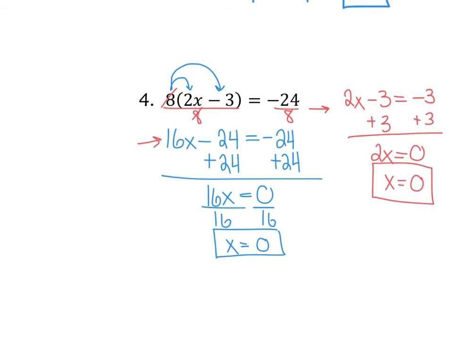Okay, so for number 5, we have 7 minus 4 times the quantity negative 2y minus 8 equals negative 9y. So I don't have two terms being multiplied like I did before, where I could take that constant in front of the parentheses and divide it away. I have this 7 minus 4.